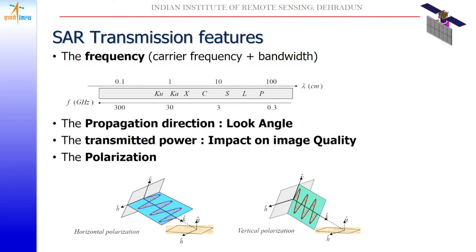So what are the different SAR transmission features? Basically, in SAR transmission we have 4 main parameters.